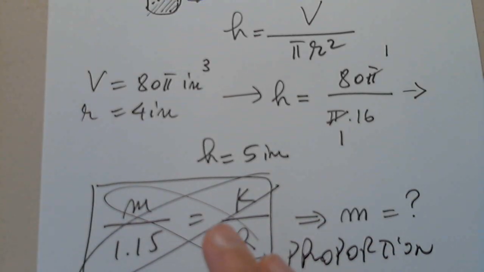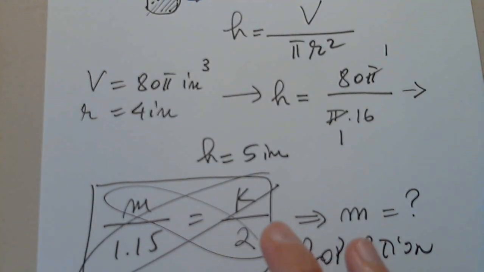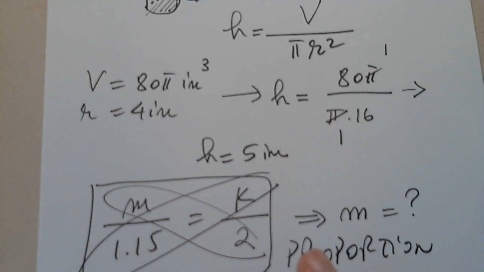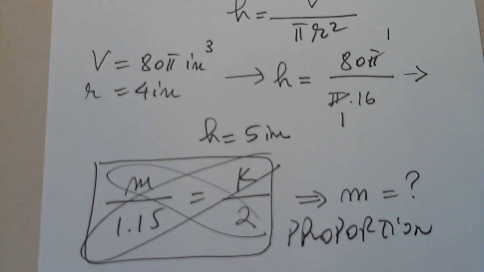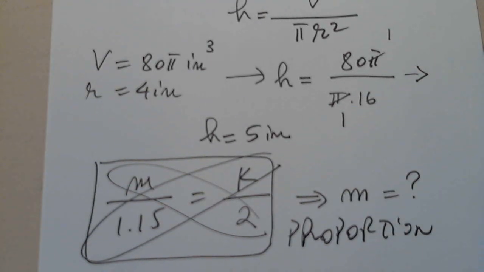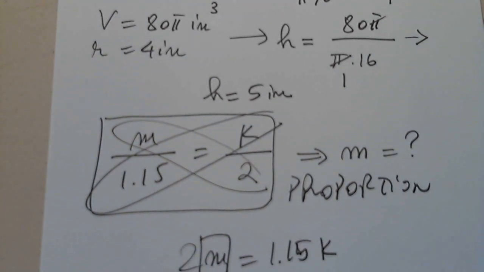One fraction, one equal symbol, one fraction. One fraction on the left, one fraction on the right, and the equal symbol in the middle. That's it. So 2m equals 1.15 times k. We're solving for m. What do I need to do to both sides to solve for m? By 2. Exactly. So m equals 1.15 k divided by 2.